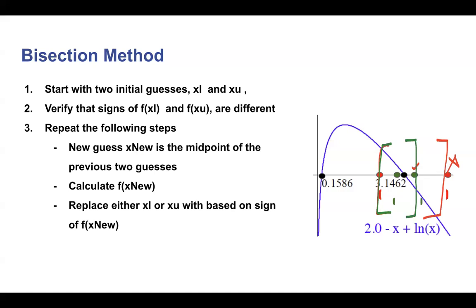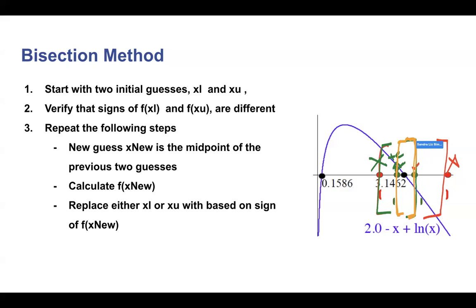Now again, I calculate the midpoint of this bracket. That is this green. What is the value at this green point? And again, this is positive. So I remove the previous positive bracket. I remove this one, and now I have a new bracket. Let me just draw the new bracket. So the new bracket is this. This one I removed, and this one is my new bracket. And the negative bracket remains as such.